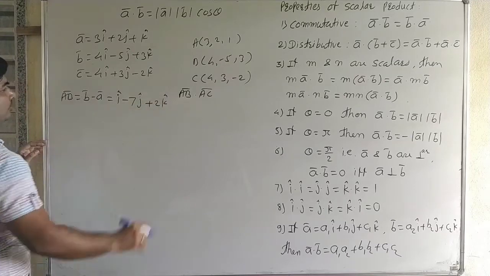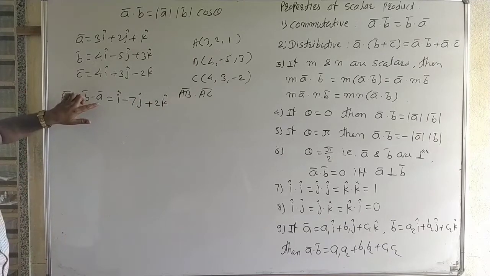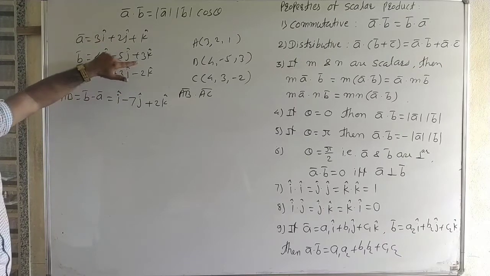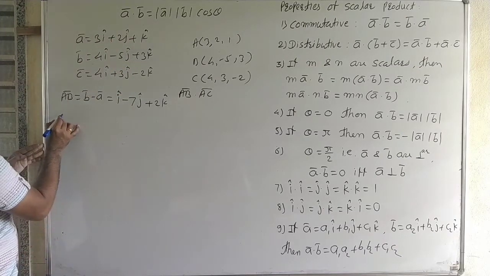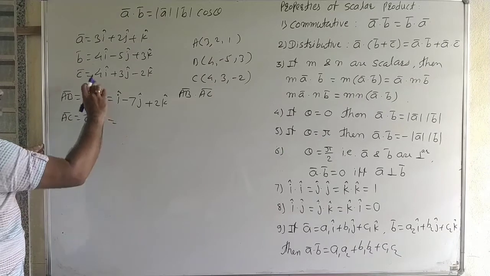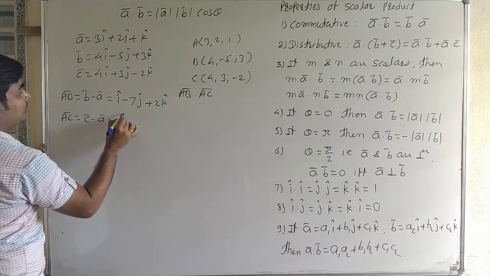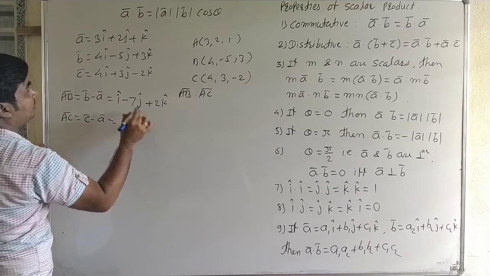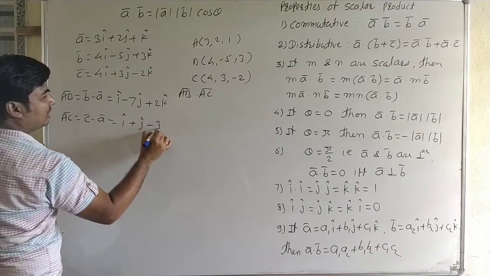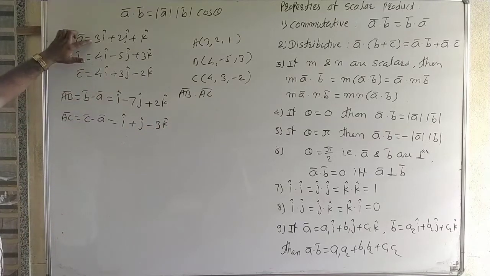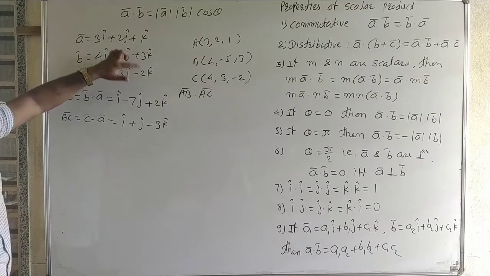Okay, see carefully the subtraction. Vector AB is B bar minus A bar, which is i cap minus 7 j cap plus 2 k cap, that is 3 minus 1 for the i component, and so on. And vector AC is C bar minus A bar, which is i cap plus j cap minus 3 k cap.